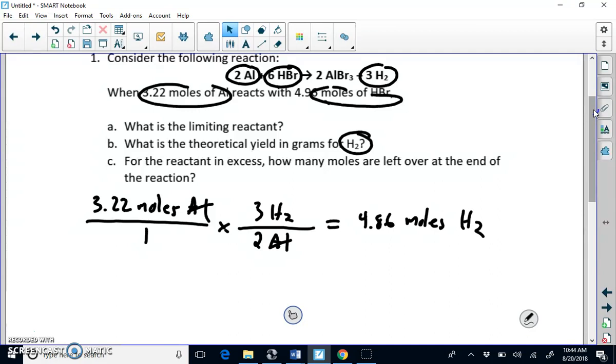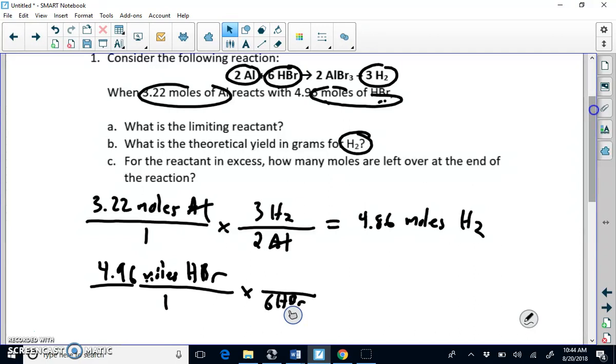So I figured out how many moles of H2 we're going to make with the first reactant, and now I'm going to figure out the number of moles of H2 if we had this much HBr. 4.96 moles of HBr, over 1. Now in this case, the number in front of HBr is 6, and the number in front of hydrogen is still 3, I apologize. And if we do the math, we get 2.48 moles of H2.